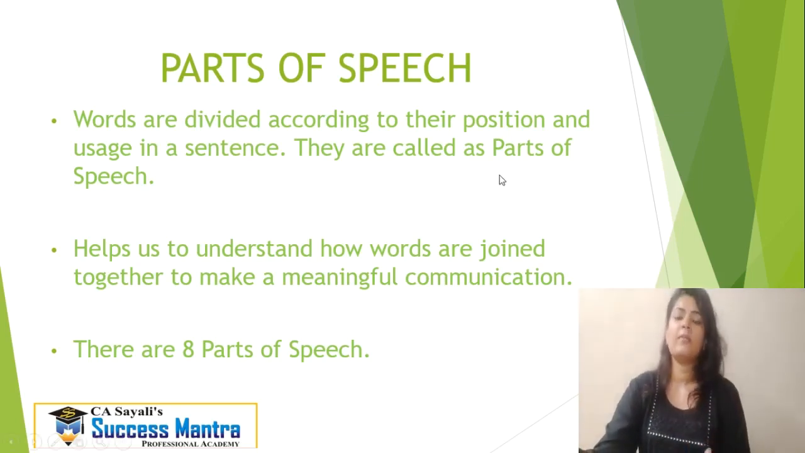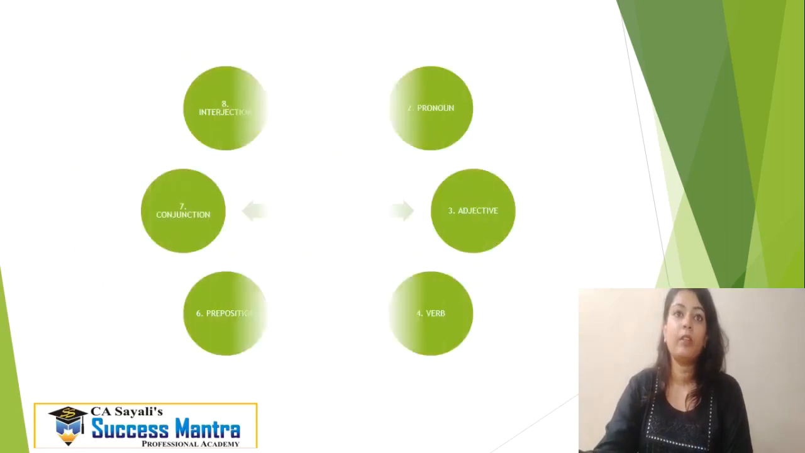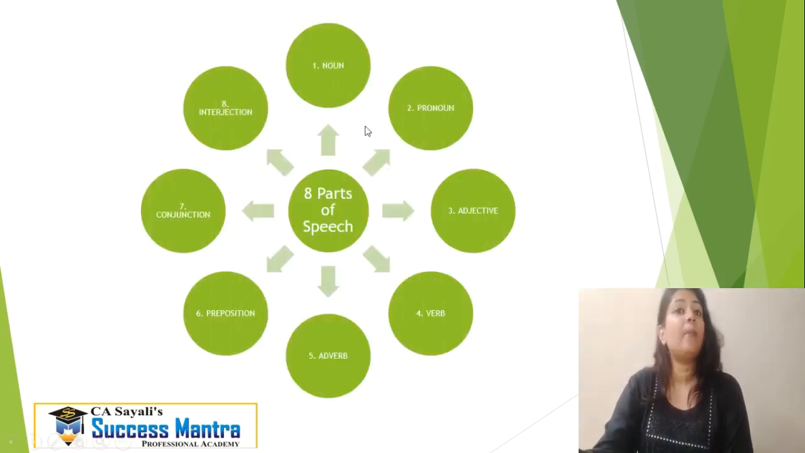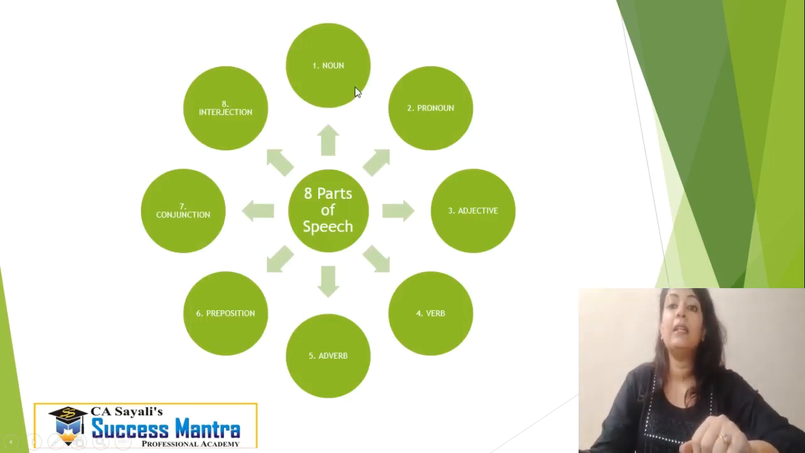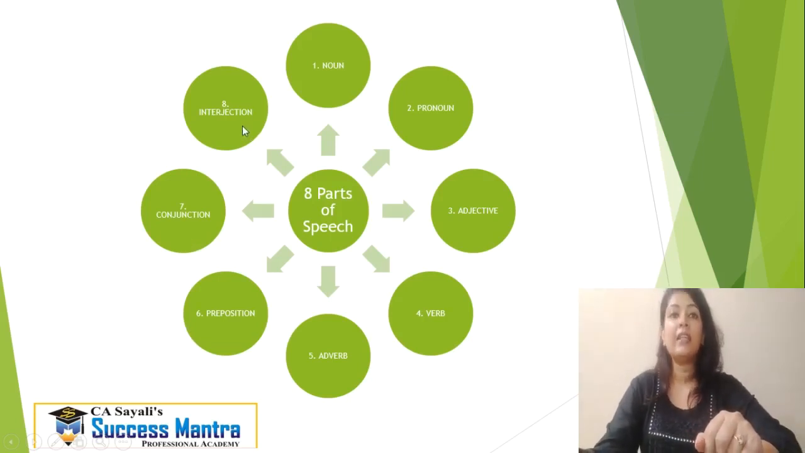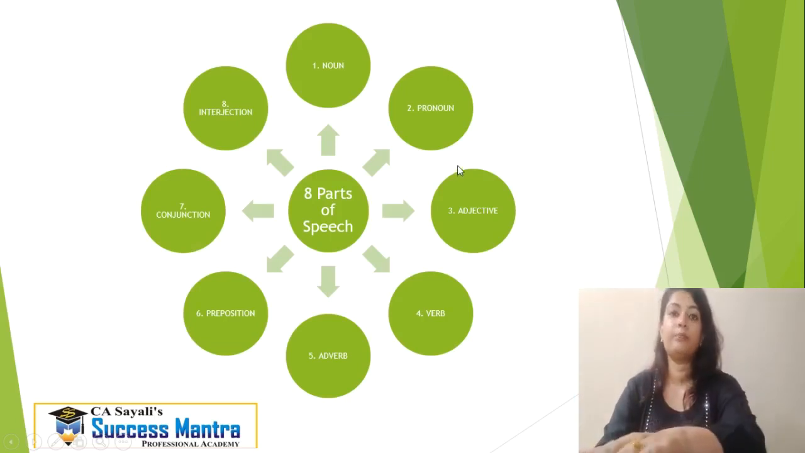Now the question comes: how many parts of speech are there? Let me tell you, my dear friends, that there are 8 parts of speech. And what are they? Let us see. So these are your 8 parts of speech. To begin with, the first one is a noun, a pronoun, an adjective, a verb, adverb, preposition, conjunction, and an interjection. Now let us see one by one what all these are.